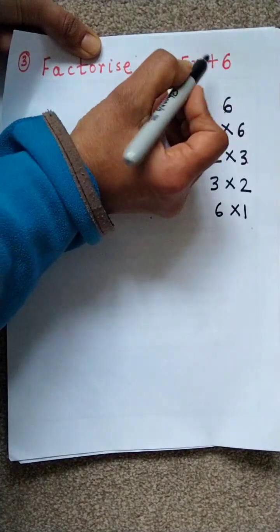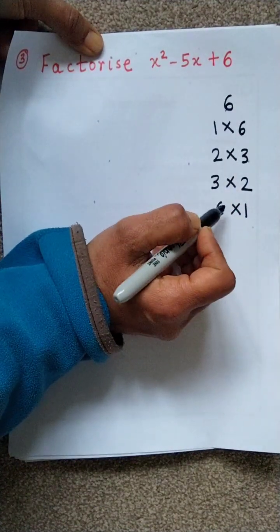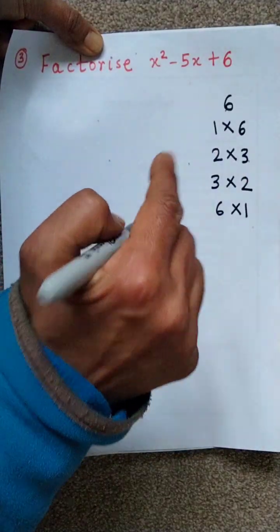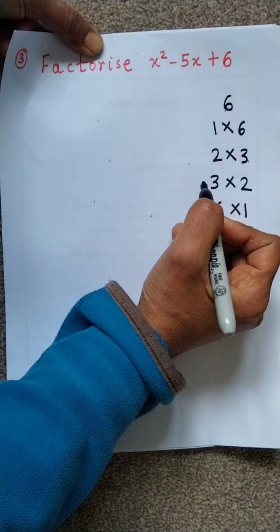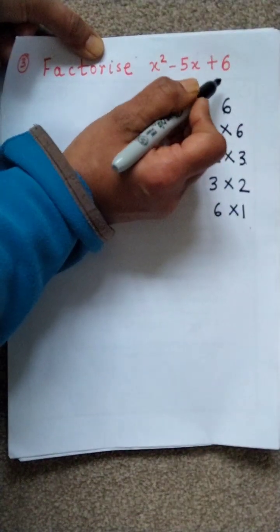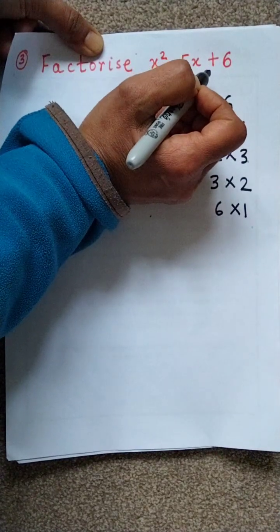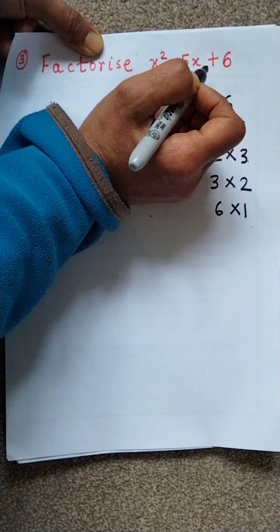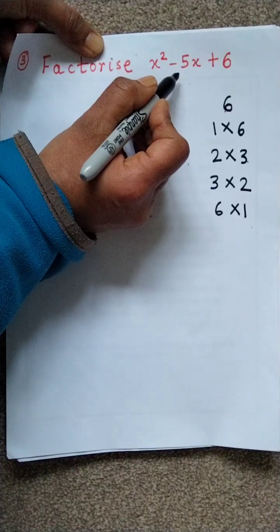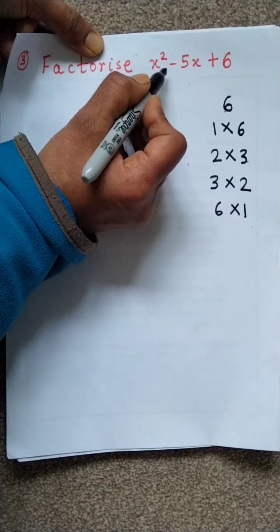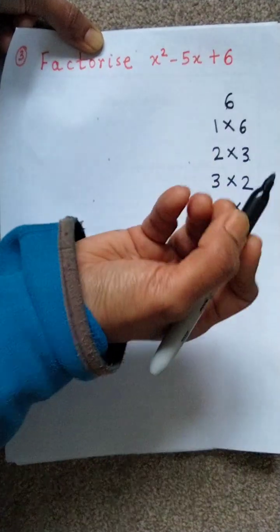Because we want the product as plus 6, we are supposed to select two numbers such that both should be positive or both should be negative. If both are positive, we get the product as plus. If both are negative, we get the product as plus again. So both should be positive or negative, and the sum should be minus. So because the sum should be minus, we select both numbers to be negative.